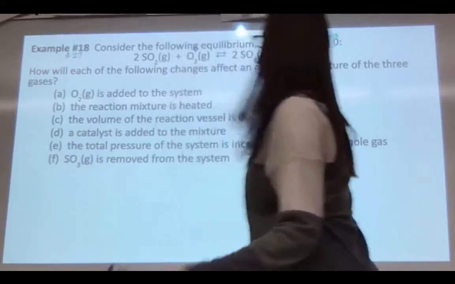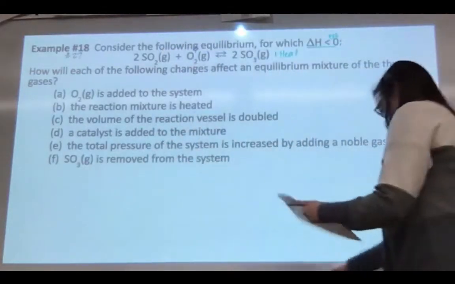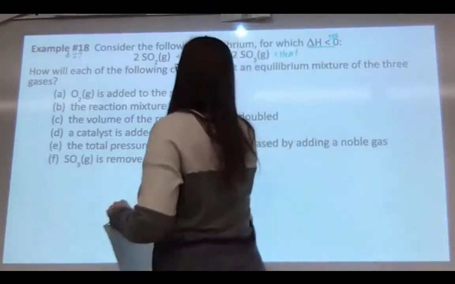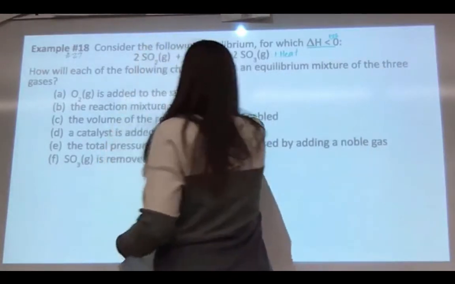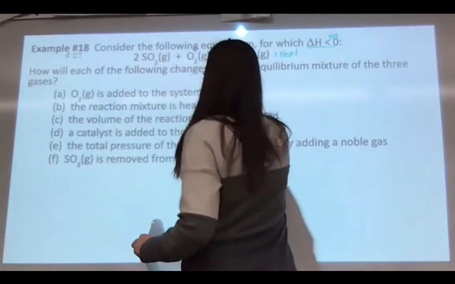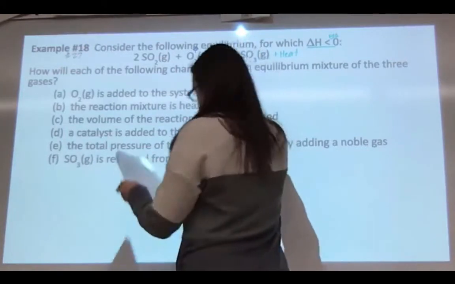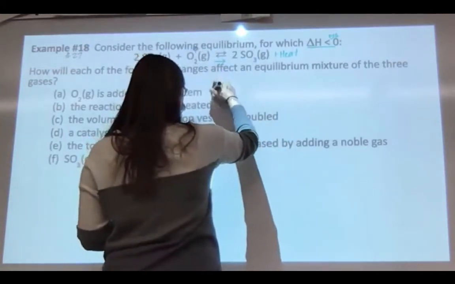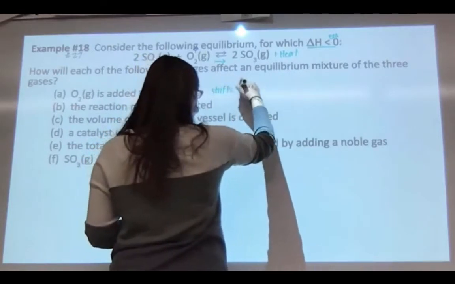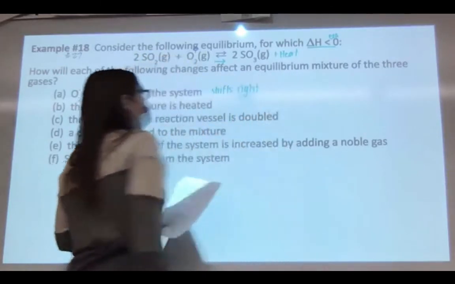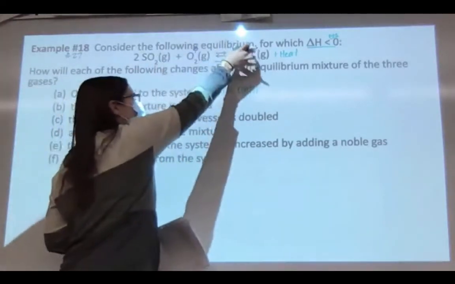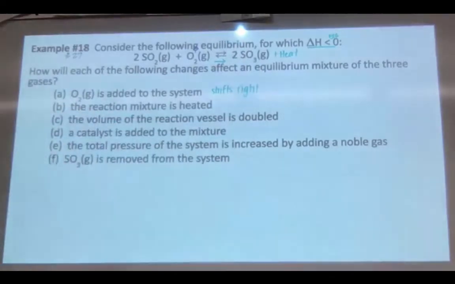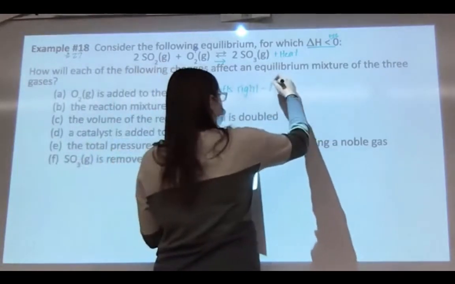So if O2 is added to the system, this is what we would say. We want to make more products. And if we want to make more products, we need to use up the reactants. So if O2 is added to the system, we would say that it shifts right. What that means is we have reactants forming products. If it shifts right, your products are on the right. You're making more products.